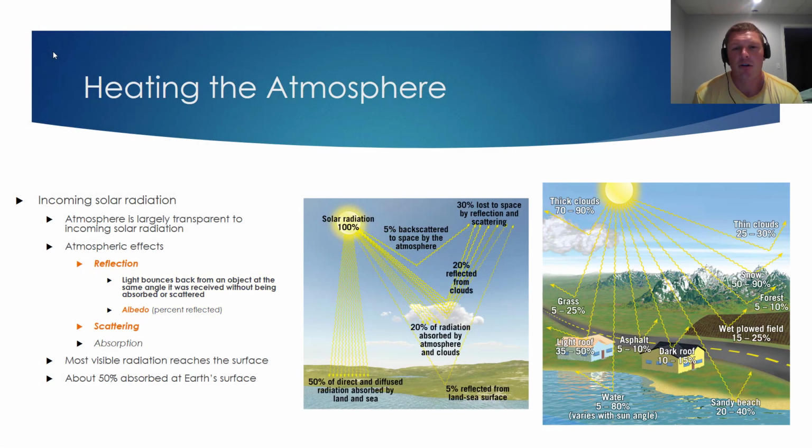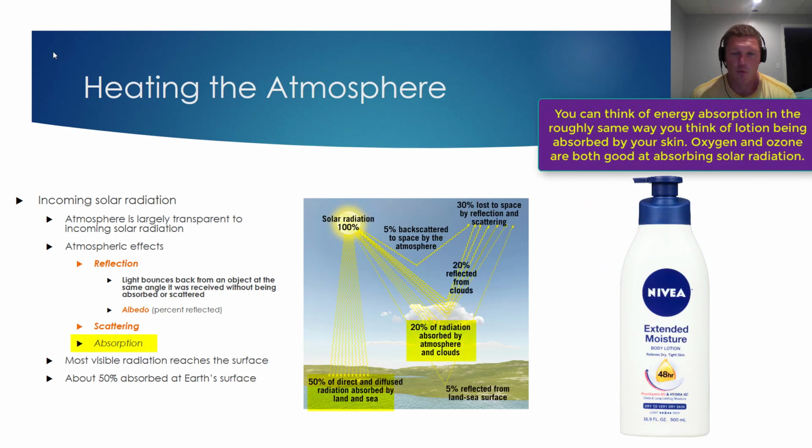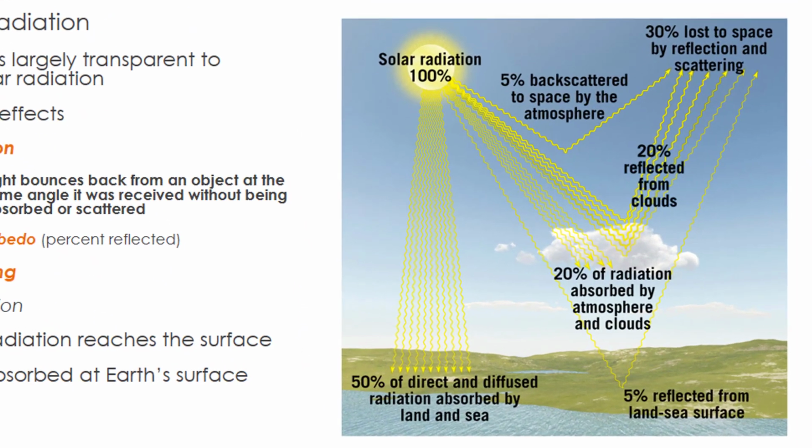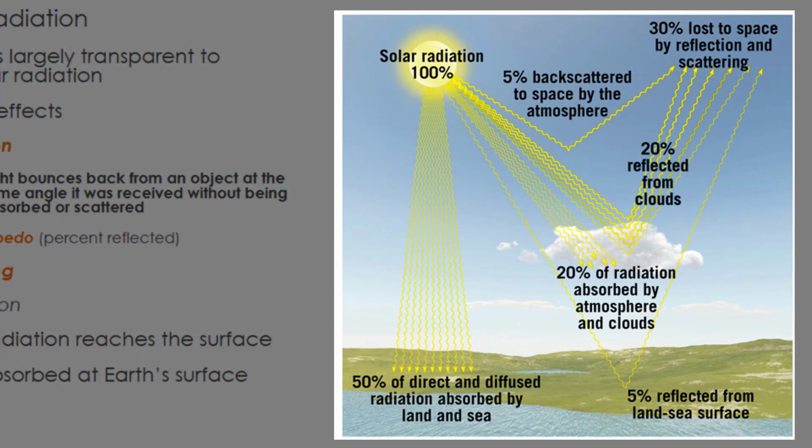The final atmospheric effect we have to talk about is absorption. With absorption, if a gas molecule in our atmosphere absorbs electromagnetic energy, that energy will be transformed into internal molecular motion, and we would detect that as an increase in temperature. The center image helps us conceptualize how much of the incoming solar radiation is reflected, scattered, and absorbed. Our primary consideration is the source of the electromagnetic radiation, and that's the sun.